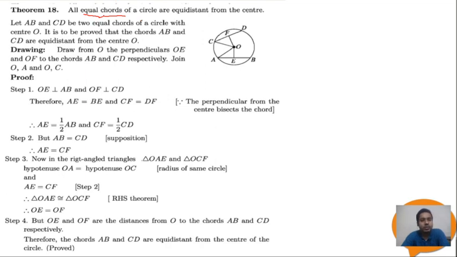Okay, all equal chords. That means the given condition is equal chords. If two chords are equal, their distances from the center are also equal. So this is given and this is to be proved.